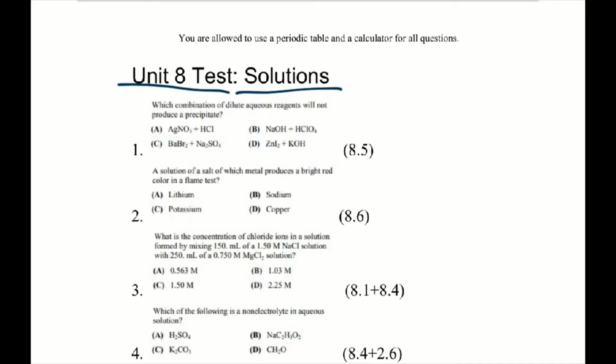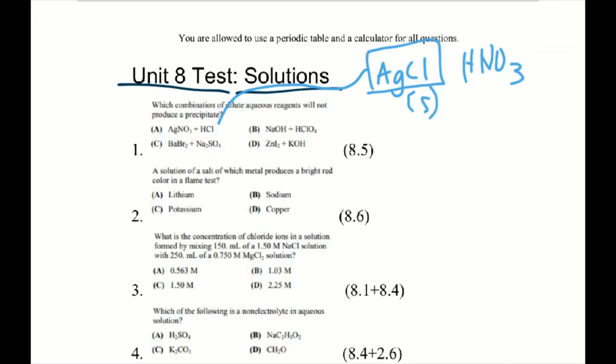Number 1. Which combination of dilute aqueous reagents will not produce a precipitate? So for this problem, we simply have to do double displacement for all the reactions. So here we will have AgCl and HNO3. Will this produce a precipitate? Well, we know that silver chloride will be a solid because chlorides are insoluble with silver cations. So A is out. Now what about B?